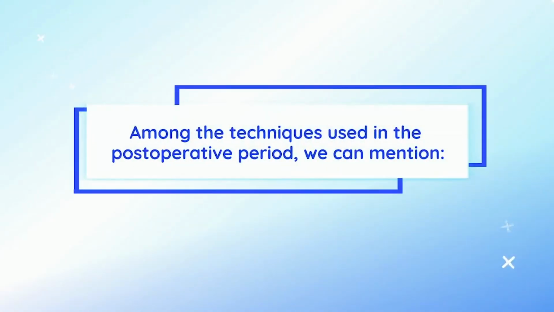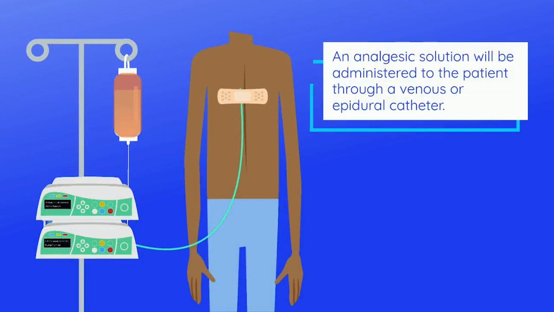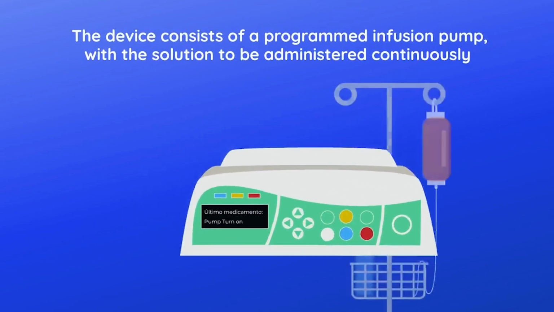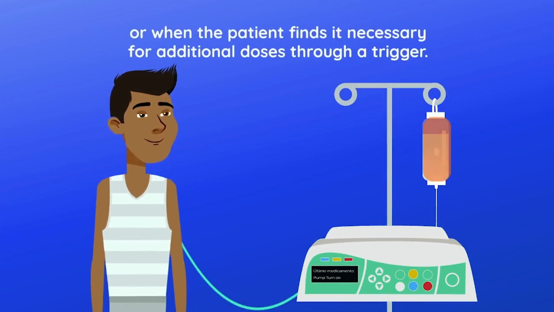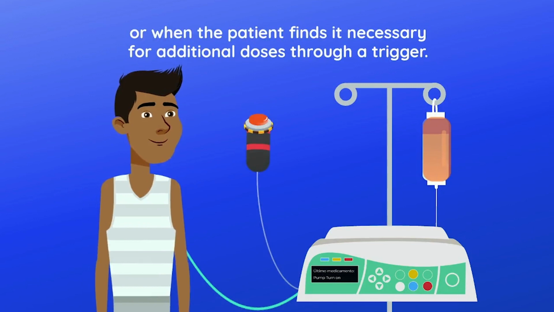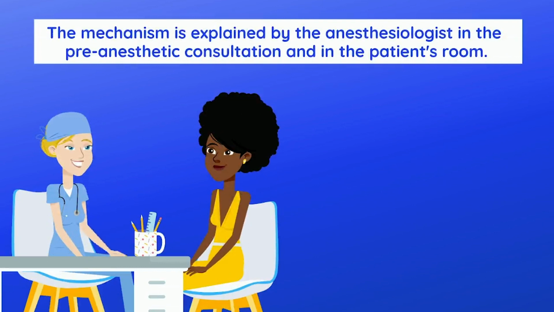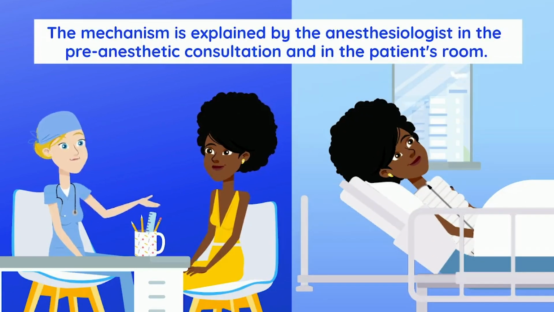Among the techniques used in the postoperative period, we can mention patient-controlled analgesia. An analgesic solution will be administered to the patient through a venous or epidural catheter. The device consists of a programmed infusion pump, with the solution to be administered continuously, or when the patient finds it necessary, for additional doses through a trigger. The mechanism is explained by the anesthesiologist in the pre-anesthetic consultation, and in the patient's room.